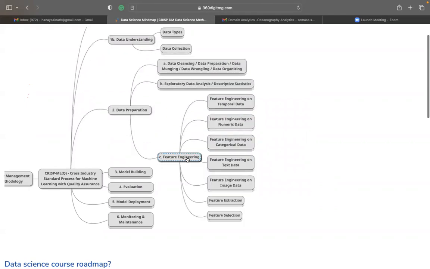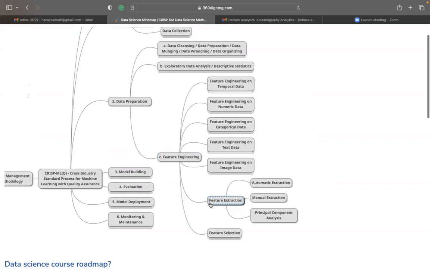In the feature engineering, we have temporal data, numerical data, categorical data, text data, image data, video data, and feature extraction. Then in the feature extraction, we use automatic extraction, manual extraction, principal component analysis, all those things.